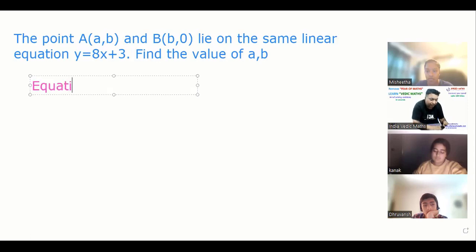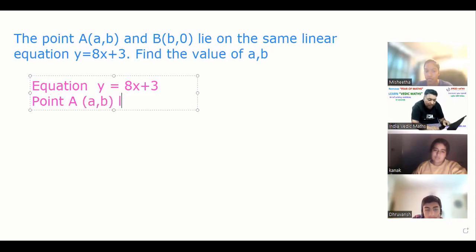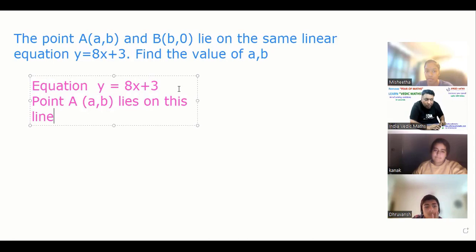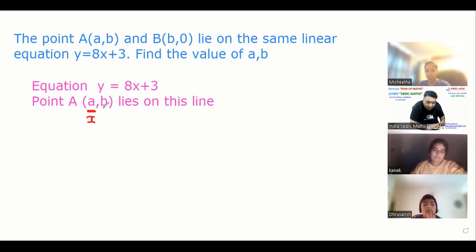The equation is y equal to 8x plus 3, right? Let's start with point A. Point A, which is (a, b), lies on this line. What does it mean, Dhruvansh? Instead of x you put a, instead of y you put b. That is the meaning. First we always put the x coordinate, right guys? And second, what do you always put? The y coordinate. That is the method.